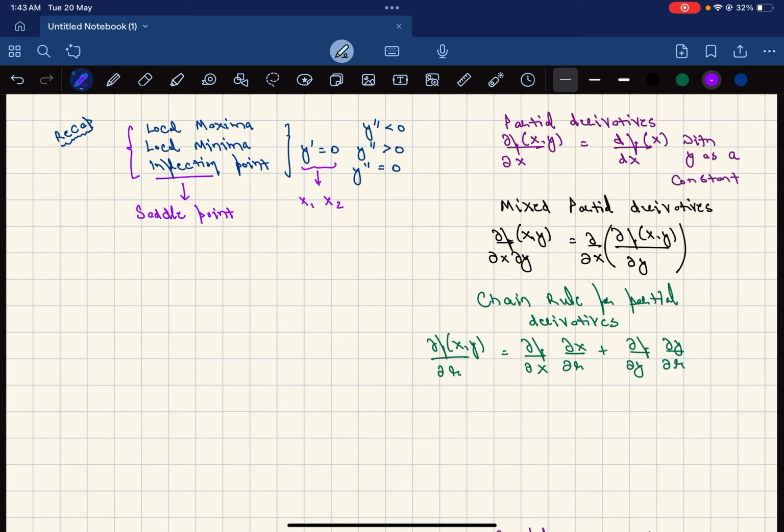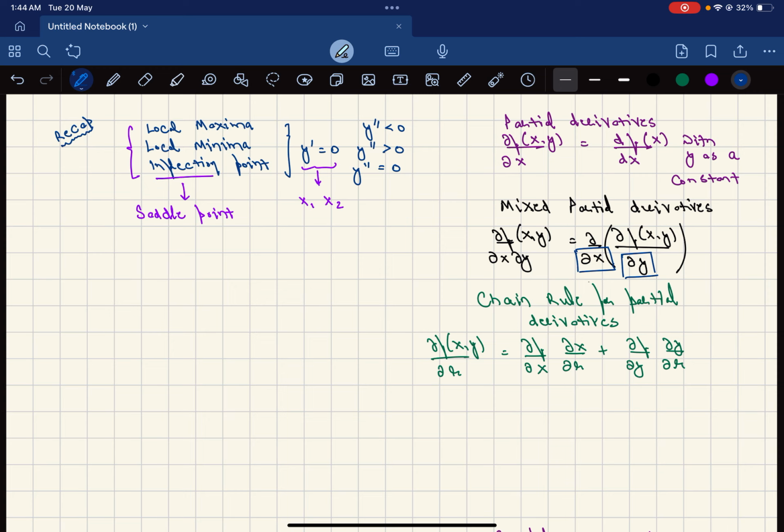Then we looked at mixed partial derivatives, which is nothing but we do the partial derivative of the function with respect to one variable. We do it by y in this case, and then whatever function we get from this partial derivative, we do the partial derivative of that function with respect to another variable, so x in this particular case.